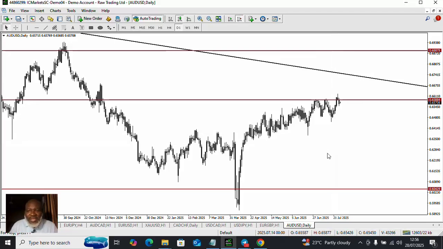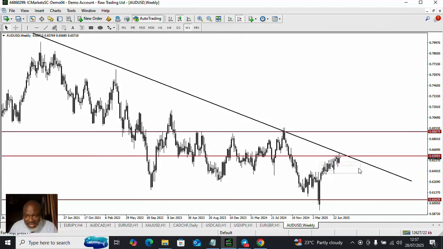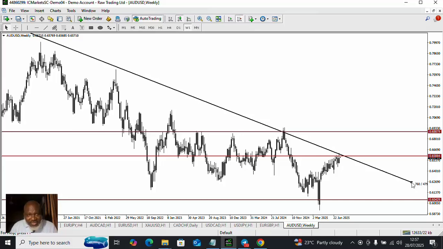Now what this tells me is that this market is looking to push up. But from the weekly time frame, we can see clearly that what we have is a structure like this. So at the moment, price is at a major key level here. So two things could happen.